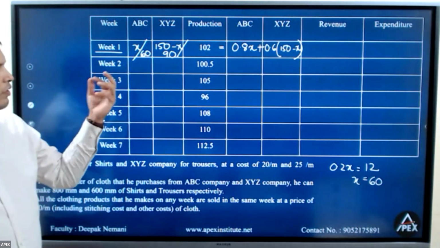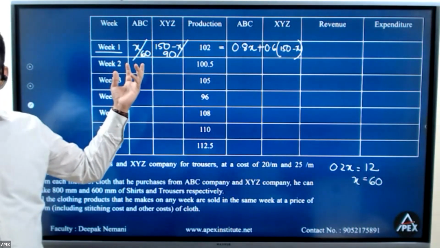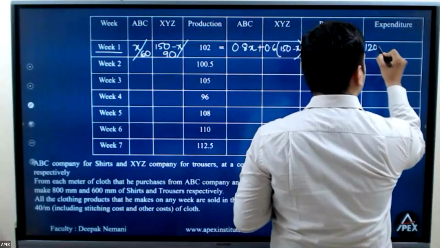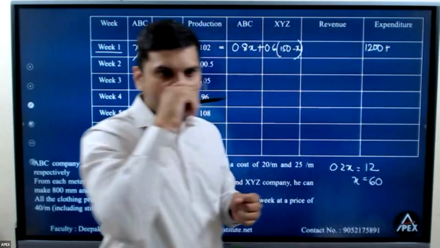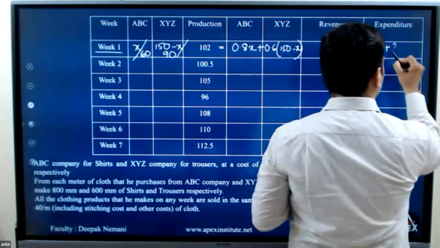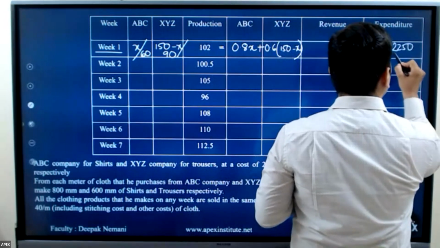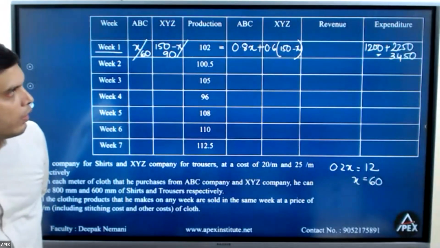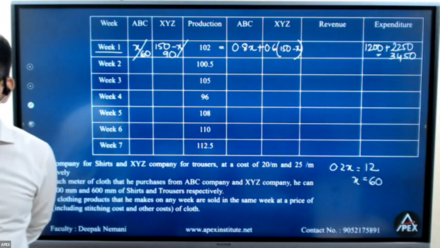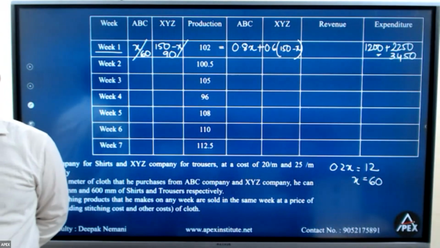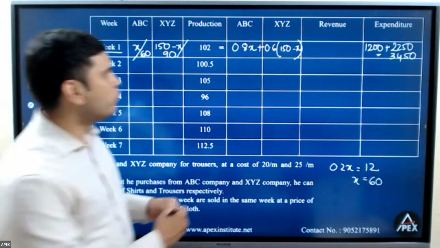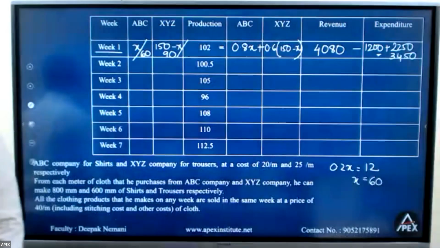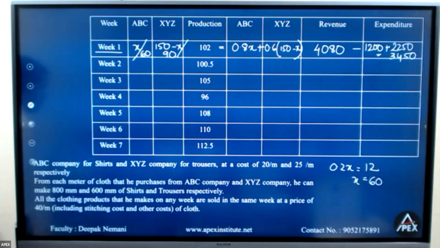Now, what is his cost price? Expenditure: 60 into 20, 90 into 25. 60 into 20 is 1200, plus 90 into 25 is 2250. So together this will be 3450. This is his expenditure. Now revenue: 102 into 40, because he has sold 1 meter for 40 rupees. So this will be 4080. This minus this will give you the profit that he earned in that week.